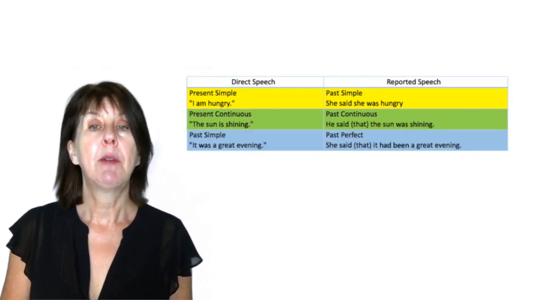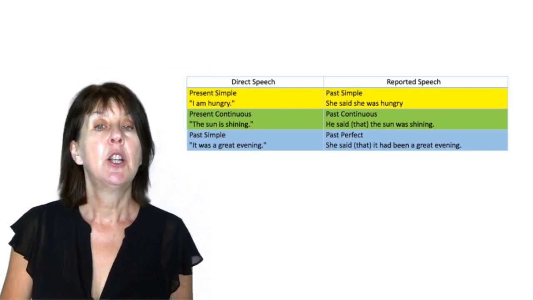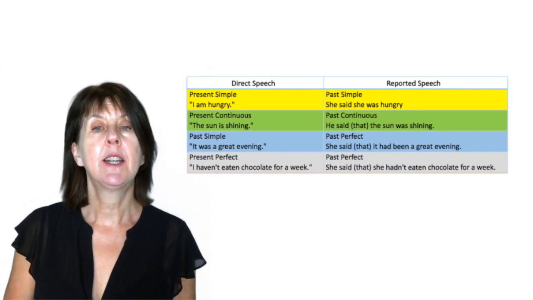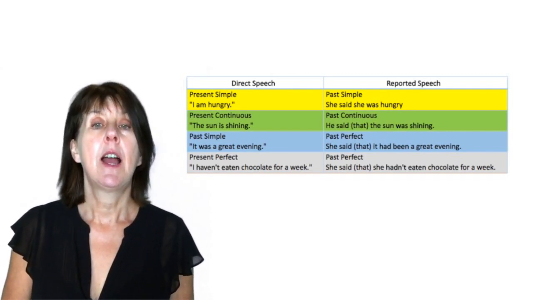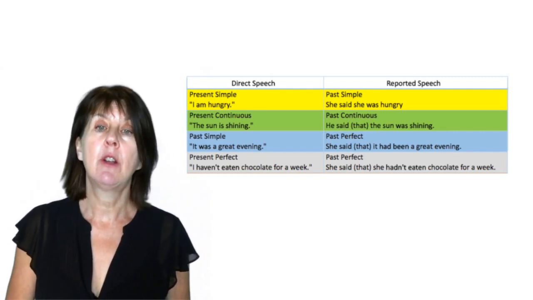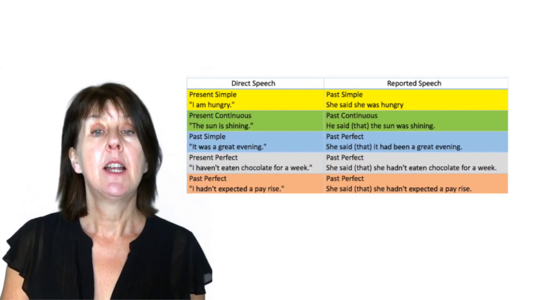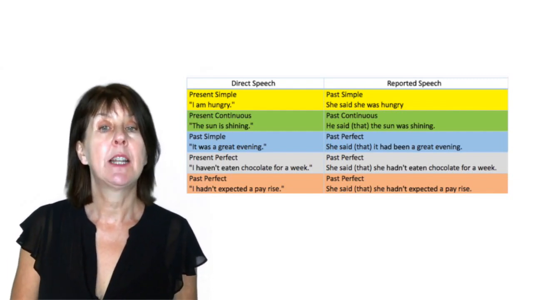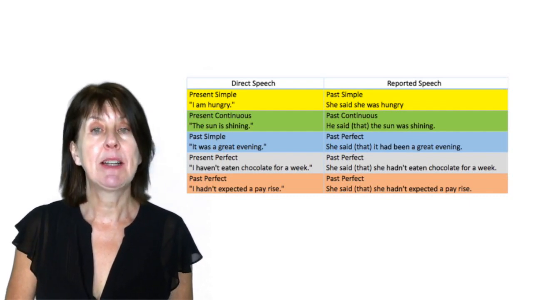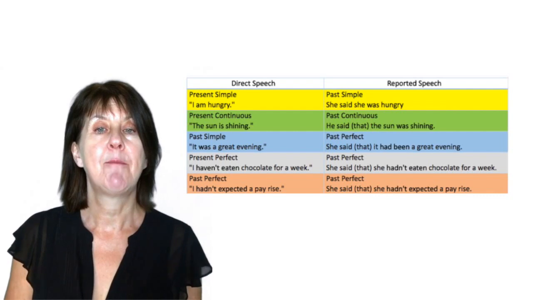Past simple becomes past perfect. "It was a great evening" becomes "She said it had been a great evening." Present perfect to past perfect. "I haven't eaten chocolate for a week" becomes "She said she hadn't eaten chocolate for a week." And lastly, past perfect doesn't change and remains past perfect in reported speech. So "I hadn't expected a pay rise" becomes "She said she hadn't expected a pay rise."